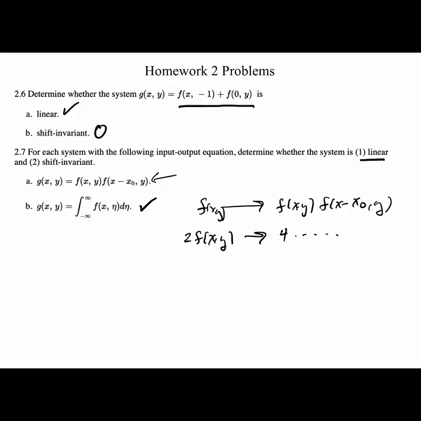Because it's 2 and 2. Yeah. Because remember, imagine you're putting in the f, right? Now you're putting in 2f. All that function does is it takes your input, so if I put in f of xy, the output is f of xy times f of x minus x naught y, right? So if I put in 2f, it takes my 2f of xy and then takes my 2f of x minus x naught, and those 2 times 2 is 4, right?